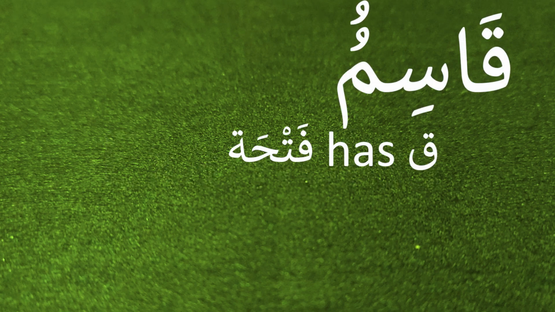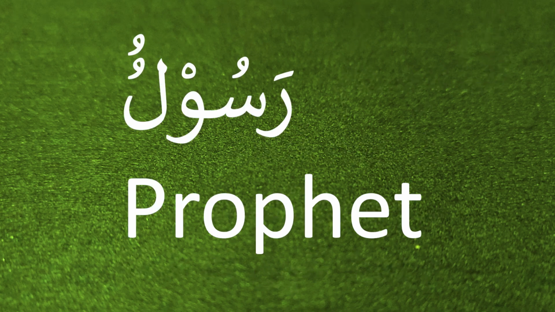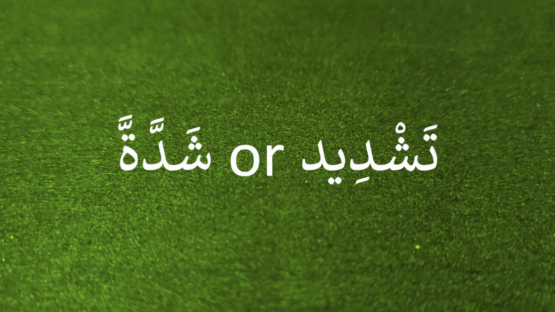The word is qasim. Okay, you see qaf has fatha, sin has kasra, and meme has the tanween of dhamma. So how you read it is qasimun. Qa sound with fatha is qa, and sin sound with kasra, si, and then meme with the tanween of dhamma is qasimun. And the word rasulun, here sin has dhamma, and then there is tashdid.